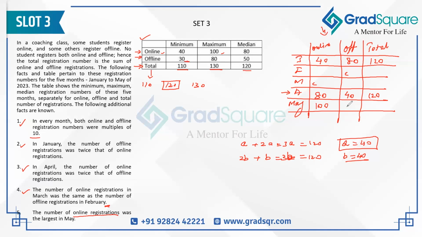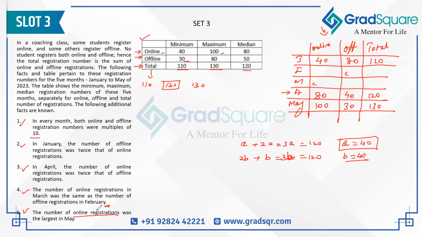Now the online registrations largest value is 100, and the offline registrations minimum value is 30. If I take any value beyond 30, suppose I take a multiple of 10, beyond 30 will be 40. So 100 plus 40 will become 140. We know that the total can only rise up to 130. So what will I have to do? I will have to put a 30 over here, and this value will then become 130. So these are the values that we have at the moment, and I don't think we can derive anything more than this.